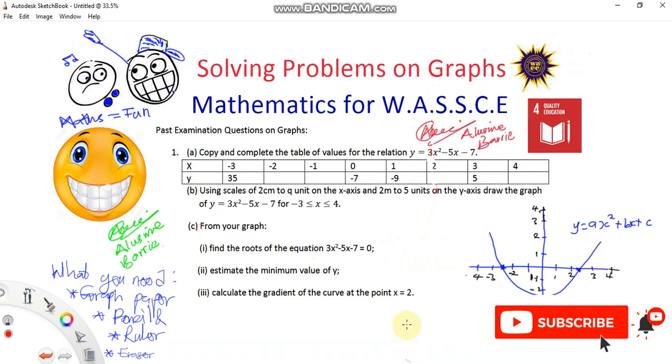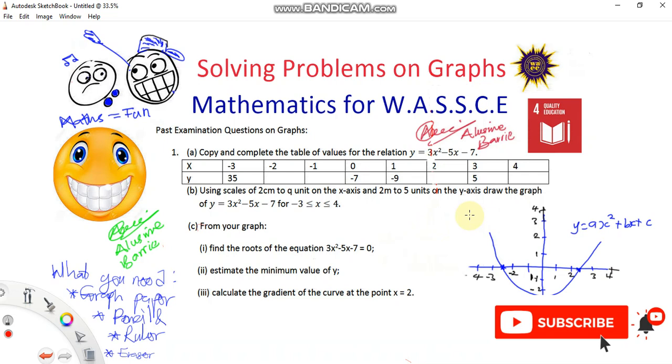It can be a quadratic function like the ones we're dealing with here. It can be a linear function where you might have 2x plus 1 or whatever. It might be a logarithmic function or a trigonometric function. In this lesson we are going to focus on solving problems on the WASSCE that require you to graph quadratic equations. Quadratic functions, rather.